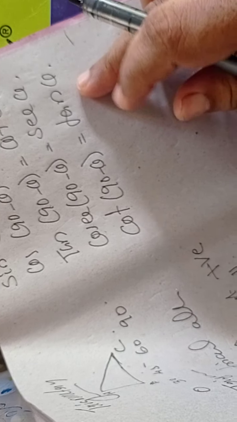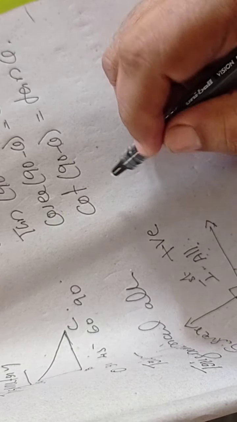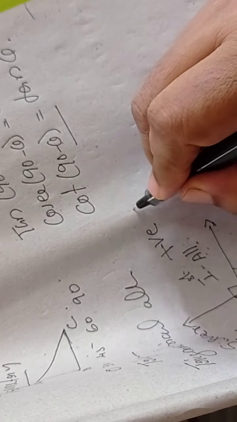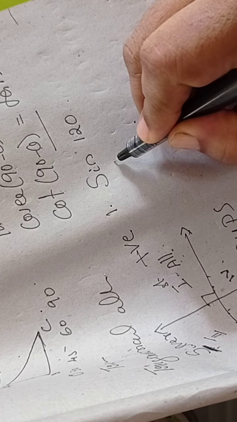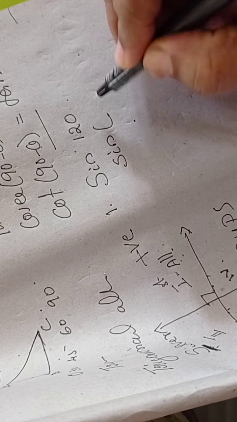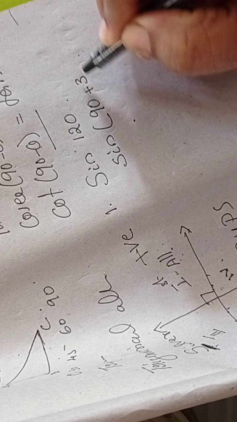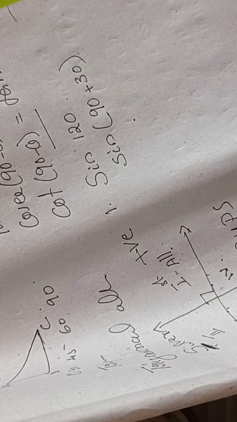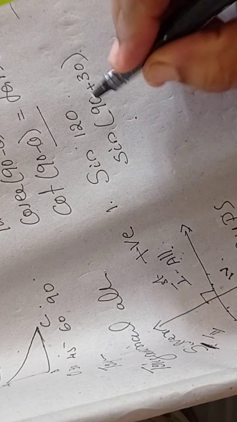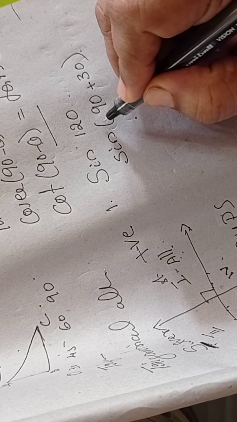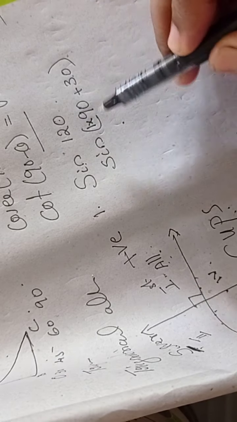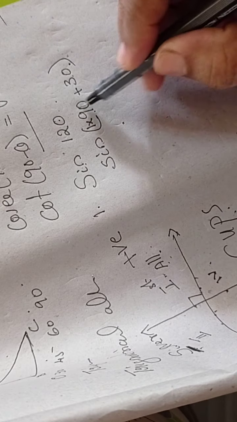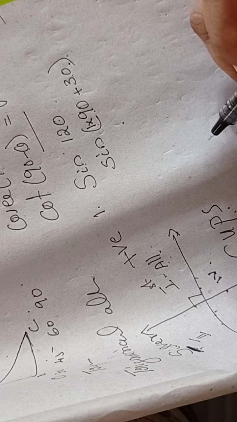Now, we can find some angles. Let's write the first question. Sine 120. Right. We can write sine 120 as sine of 90 plus 30. Agree? 90 plus 30 is 120. Again, 90 means 1 into 90 plus 30.